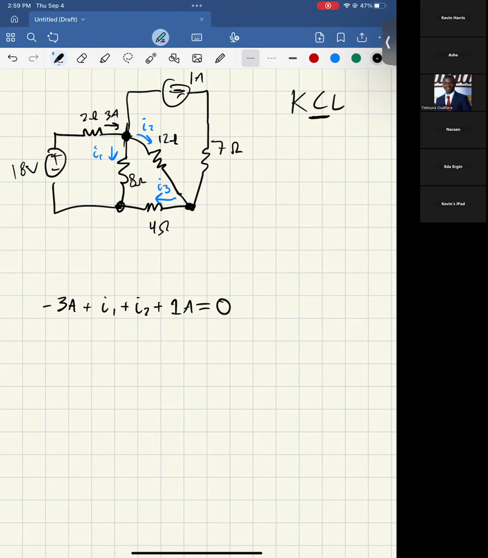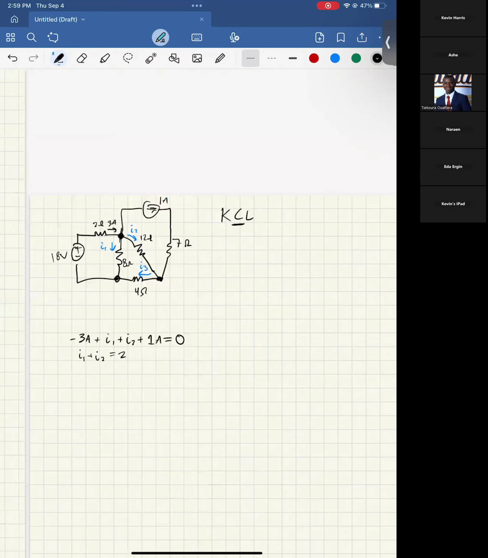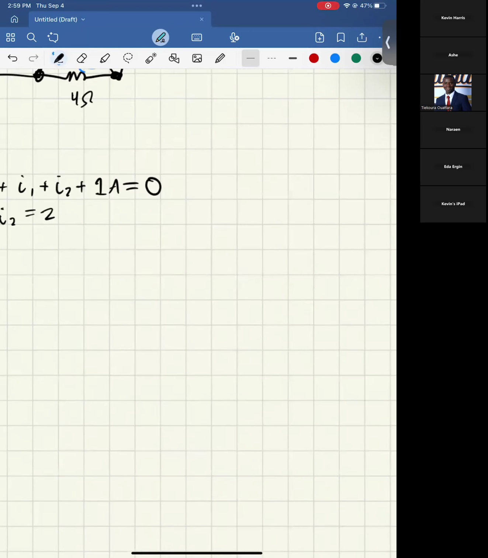Okay, so we have 1, 2, 3, 4 ways out of this node. We have 1, 2, 3, 4 things here, and we say it equals 0. And if you want to simplify this equation, move your constants to one side, and your non-constants to the other side. We get I1 plus I2 equals 2. And that would be your first equation. We have one equation, 3 unknowns. We still have a bit to go.